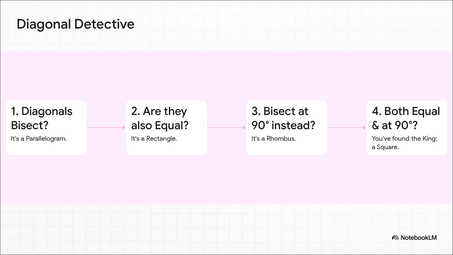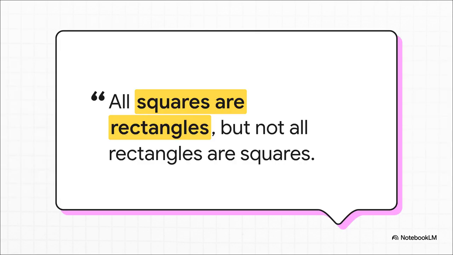It's a square. This all leads us to that classic saying that probably confused us all in school, but now it should make perfect sense. All squares are rectangles, but not all rectangles are squares. See, a square is just a special type of rectangle, one that went the extra mile and made its sides equal too. But a regular old rectangle doesn't have to do that, so it doesn't get to be called a square. It's all about that family inheritance.